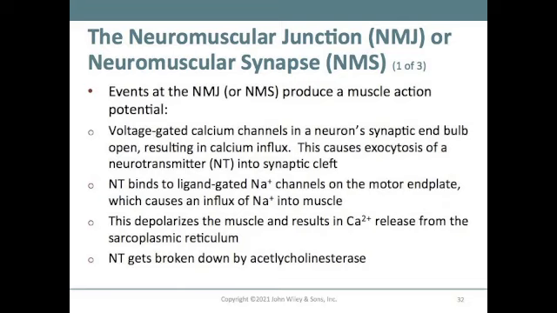Neurotransmitter binds to ligand-gated sodium channels on the motor end plate, which causes an influx of sodium into the muscle. This depolarizes the muscle and results in calcium ion release from the sarcoplasmic reticulum. And then the neurotransmitter gets broken down by an enzyme that we call acetylcholinesterase. Yeah, that's a mouthful. Acetylcholinesterase. And that's at 10.9, page 323.